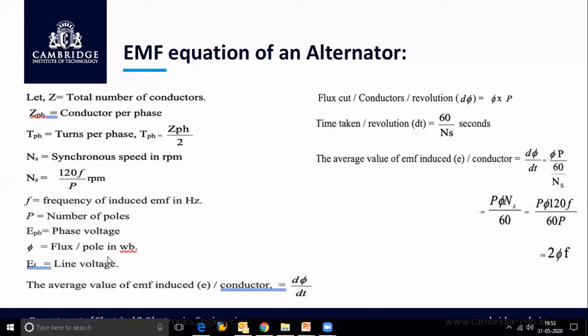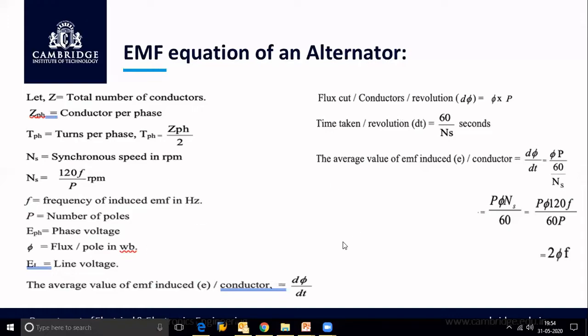Now, what is the time taken to complete one revolution? That is dt. We have defined the speed in revolutions per minute. That means the synchronous generator will make Ns number of revolutions in 1 minute. 1 minute is nothing but 60 seconds. In 60 seconds, if the synchronous generator makes Ns number of revolutions, then what is the time taken by one revolution? It is given as 60 by Ns seconds. Therefore, dt is expressed as 60 by Ns seconds.